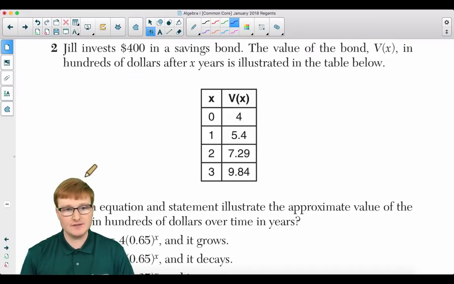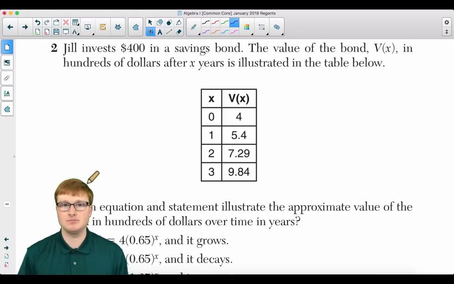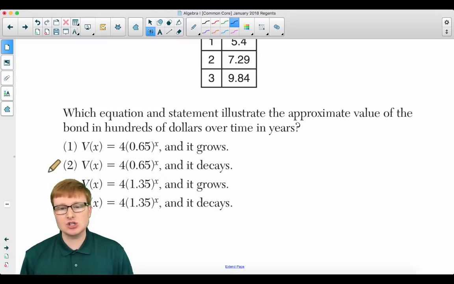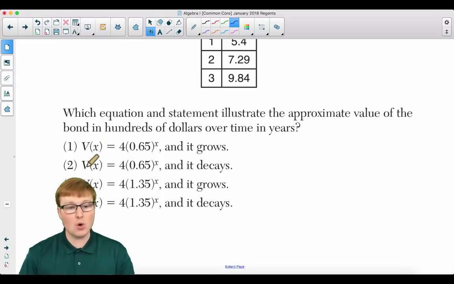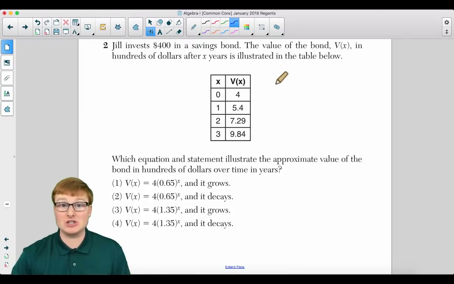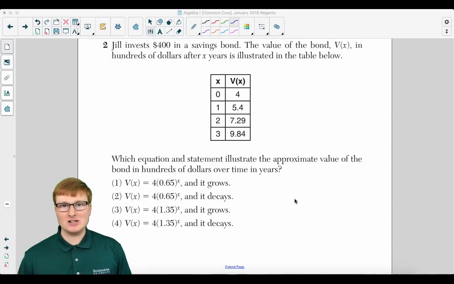Moving on to number 2, Jill invests $400 in a savings bond. The value of the bond, V of x, in hundreds of dollars after x years is illustrated in the table below. Which equation and statement illustrate the approximate value of the bond in hundreds of dollars over time in years? As you can see with all of these answer choices, all of these are exponential equations.